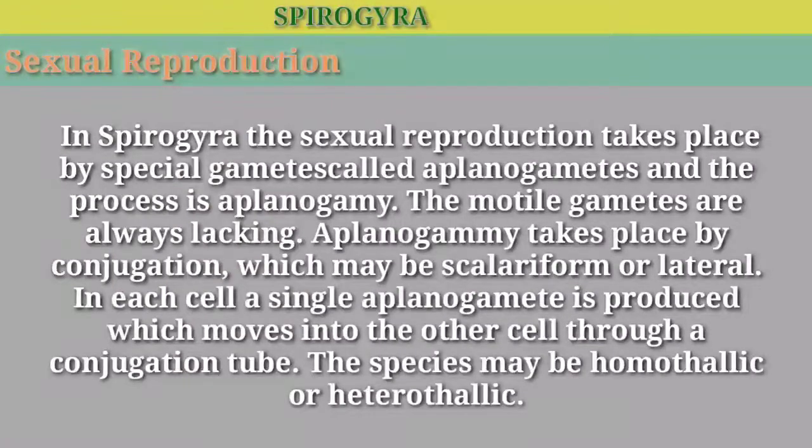Sexual reproduction. In Spirogyra, the sexual reproduction takes place by special gametes called aplanogametes and the process is aplanogamy. The motile gametes are always lacking. Aplanogamy takes place by conjugation, which may be scalariform or lateral. In each cell a single aplanogamete is produced which moves into the other cell through a conjugation tube. The species may be homothallic or heterothallic.